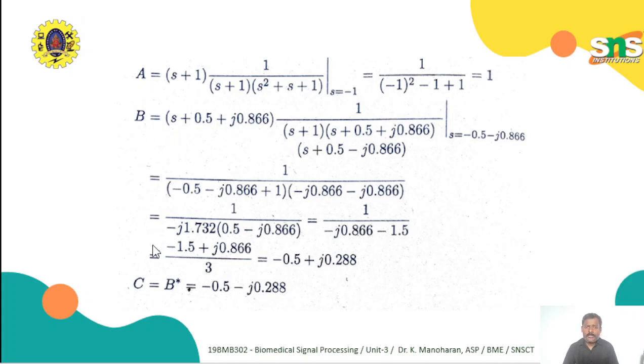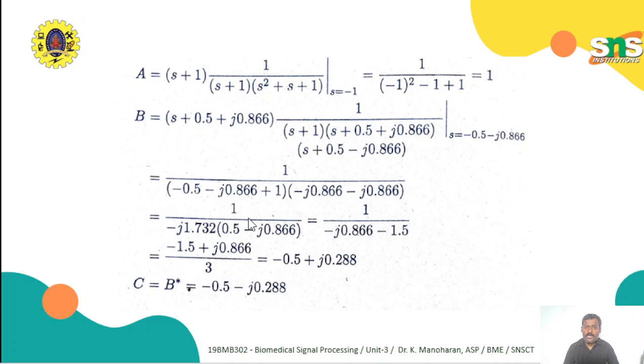Now we can find B or C. One will be sufficient, and the other will be its complex conjugate. I am going to find B. So for B we multiply by s plus 0.5 minus j 0.866, so that function will be cancelled. Remaining only we have 1 divided by (s plus 1) into (s plus 0.5 plus j 0.866). Now substitute s equal to minus 0.5 minus j 0.866, instead of s, in both places. Once I substitute it, I get this expression.